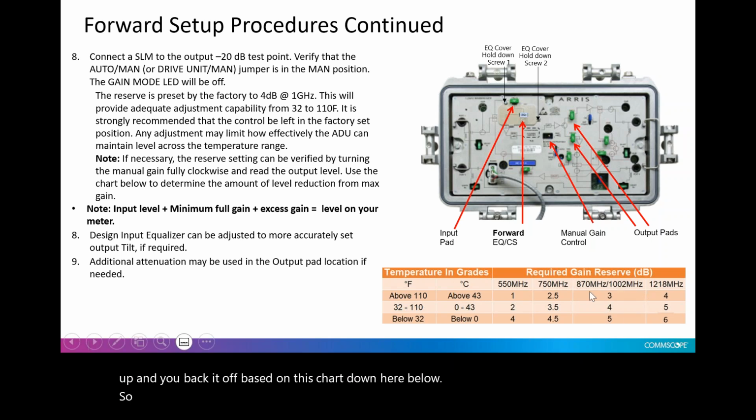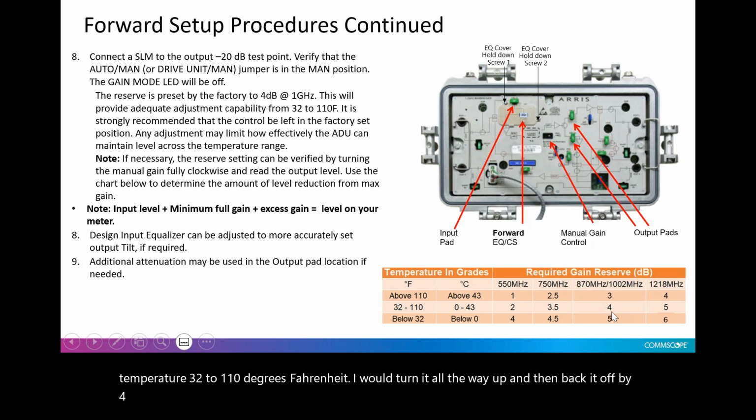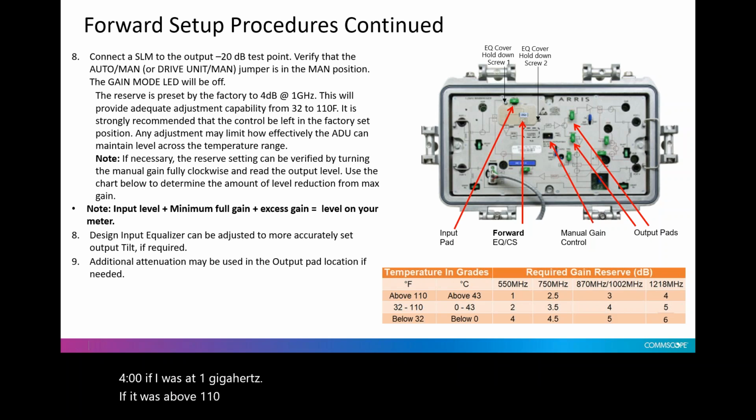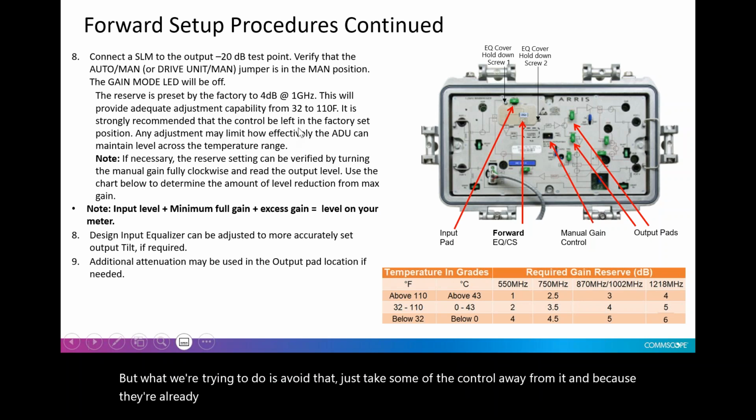So most systems are operating or setting up at 1 gig now, and you can see based on temperature, 32 to 110 degrees Fahrenheit, I would turn it all the way up and then back it off by 4 if I was at 1 gigahertz. If it was above 110, then I would turn it down 3 from the top. But what we're trying to do is avoid that, just take some of the control away from it. And because they're already preset in the factory, there's no real need to do it.